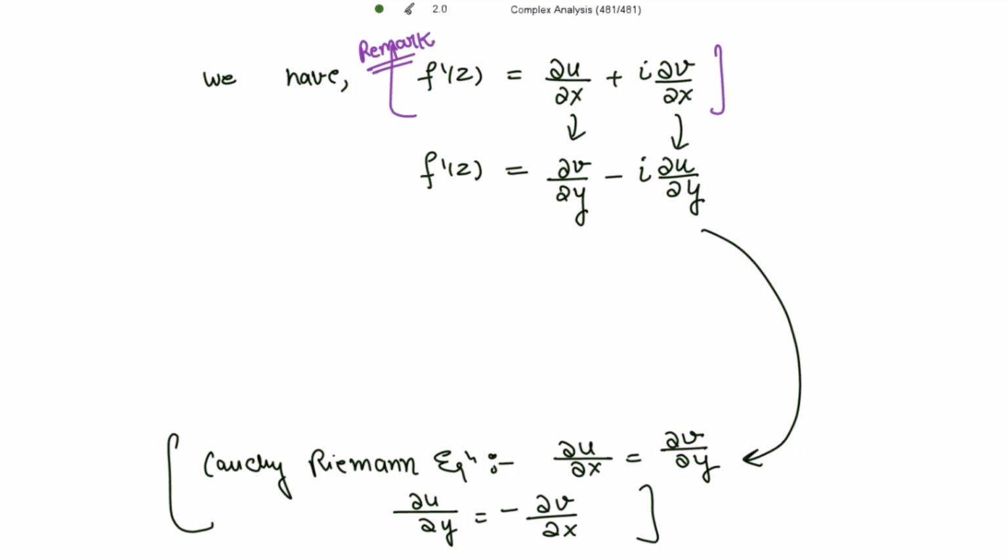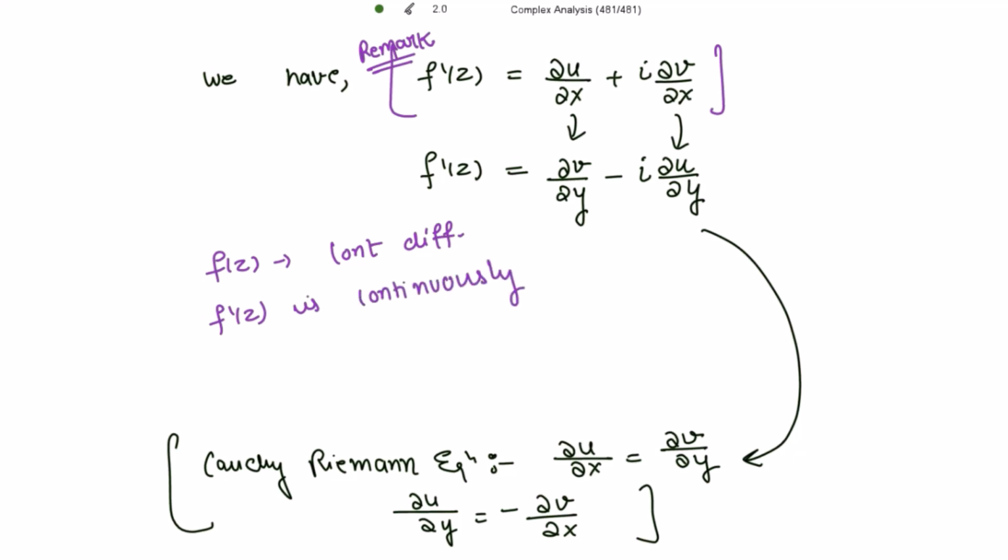Now since it is given that f(z) is a continuously differentiable function, that means its derivative exists at all the points of D, right? And it is continuously differentiable.